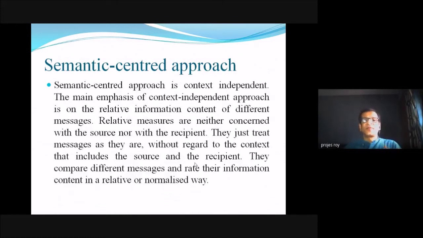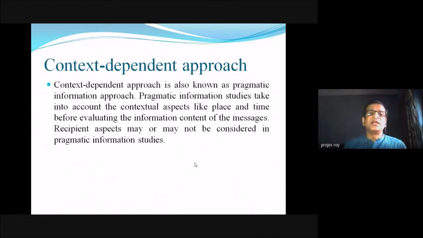The semantic-centered approach is more focused on the message. Semantic-centered approach, context independent. The main emphasis of the context-independent approach is on the relative information content of different messages. What is the message and the information in the message? That is semantic-centered. The context-dependent approach is also known as the pragmatic information approach. Pragmatic is dynamic. Pragmatic information studies take into account contextual aspects like place and time before evaluating the information content of a message. It's trying to find out where and when. This is the most important aspect in the context-dependent approach.